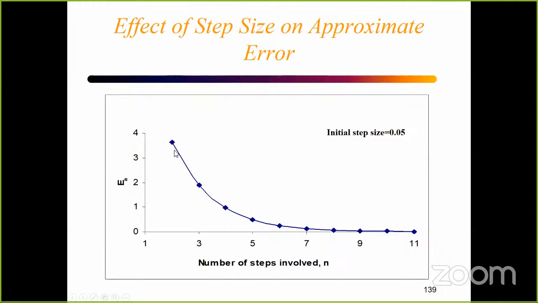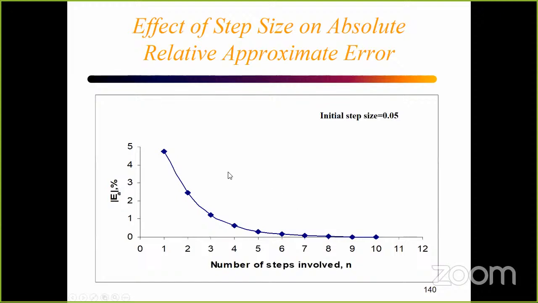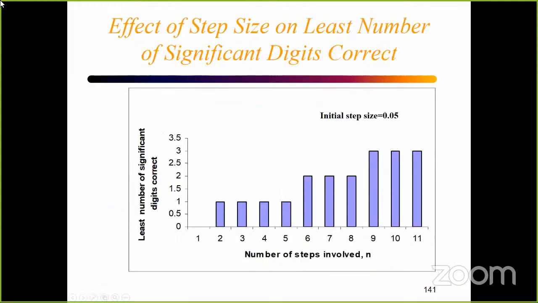If you go with the approximate error, the error will come down from the maximum to this. They are anti-correlated; see that the true error is also coming down with the approximate error. Regarding the effect of step size on the least number of significant digits, see that up to this digit, 1 digit, maybe 2 digits, maybe 3 digits. If you go with a large number of digits, the accuracy remains constant.